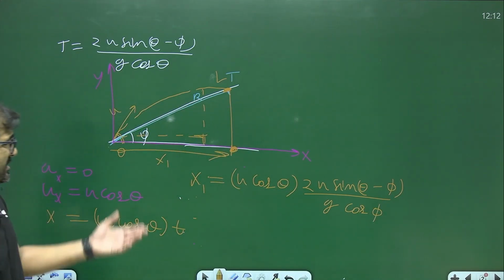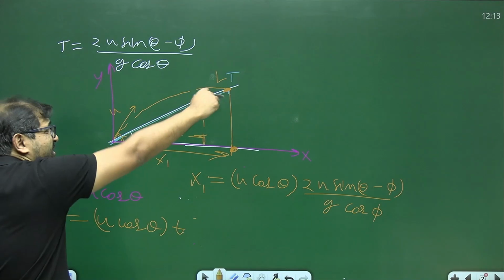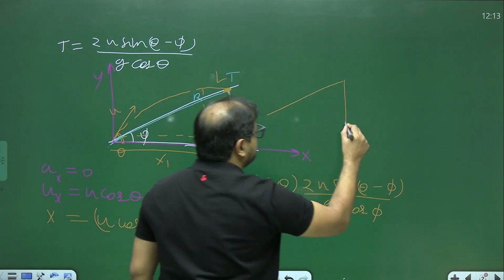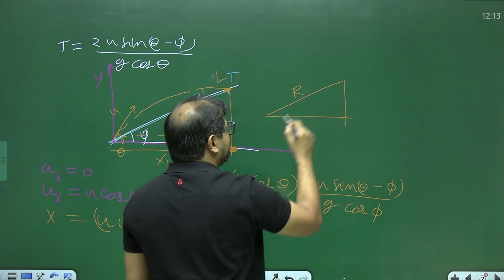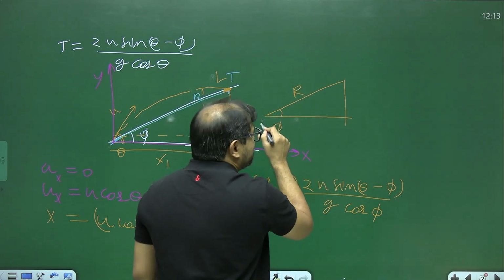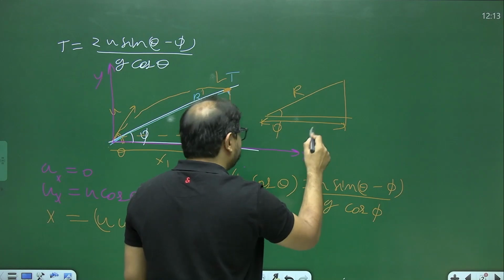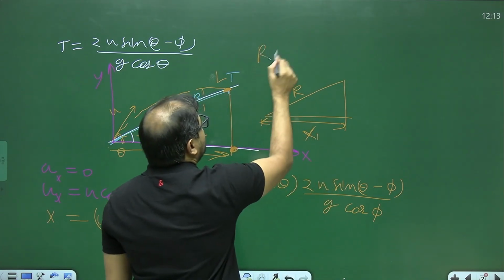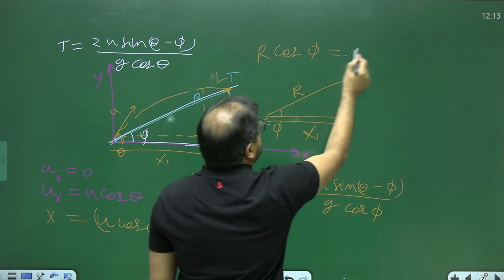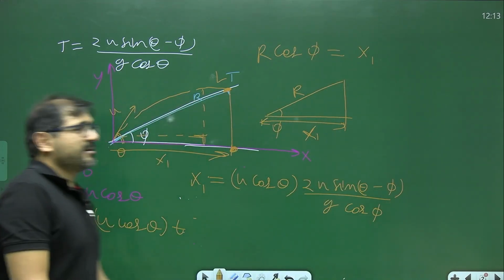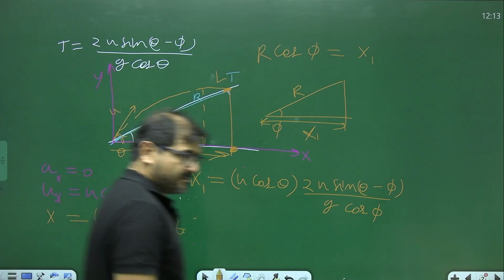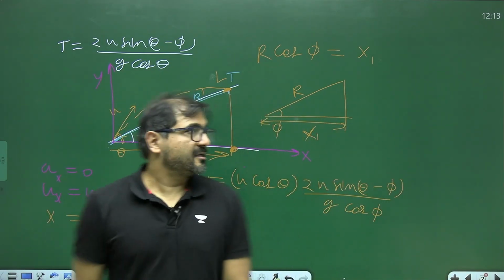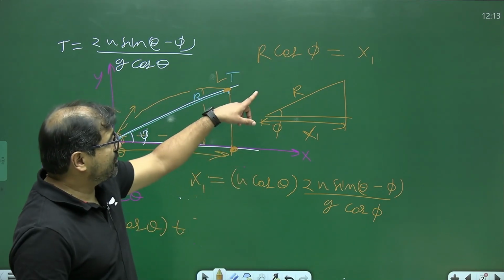But you would say, sir, what is the use of this x1? We needed to find r. Look closely. This is r, this is phi, and this is x, right? So r cos phi must be equal to x1. Can you see that now?